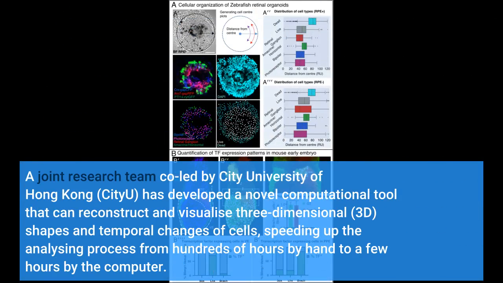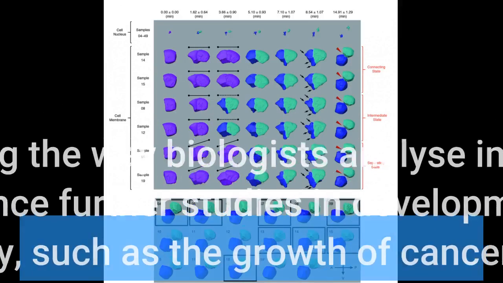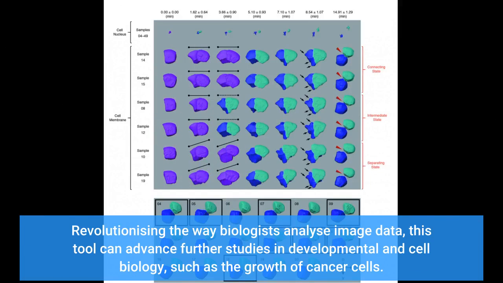A joint research team co-led by City University of Hong Kong, CityU, has developed a novel computational tool that can reconstruct and visualize three-dimensional, 3D, shapes and temporal changes of cells, speeding up the analyzing process from hundreds of hours by hand to a few hours by the computer. Revolutionizing the way biologists analyze image data, this tool can advance further studies in developmental and cell biology, such as the growth of cancer cells.